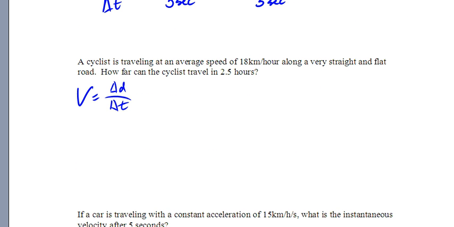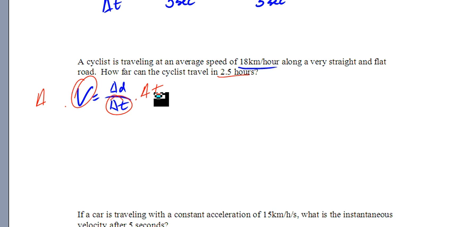The next one, a cyclist traveling at an average speed. In this case, we're actually given a velocity on a very straight and flat road. How far can the cyclist travel in 2.5 hours? If I were to circle things, we're given v here, and we're given 2.5 hours, so that's a change in time. So we're trying to find d, but d is not by itself. How do I get d by itself?